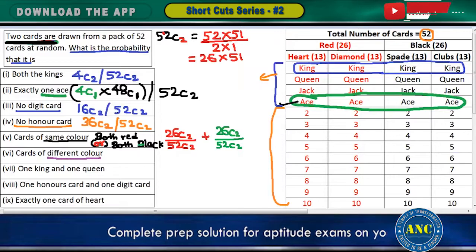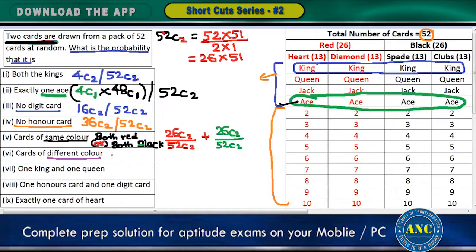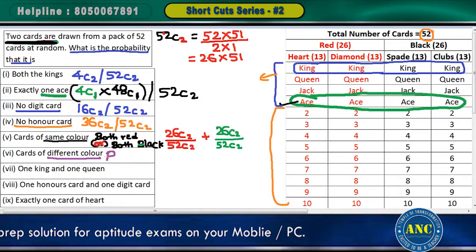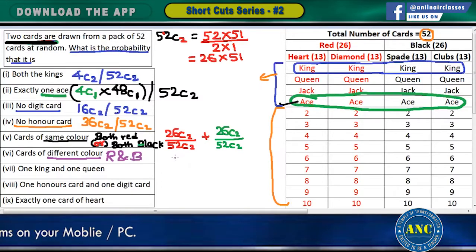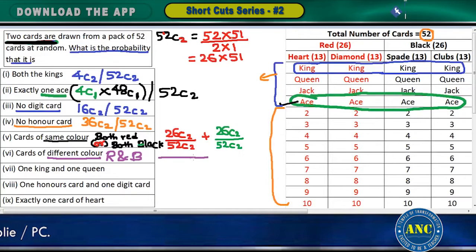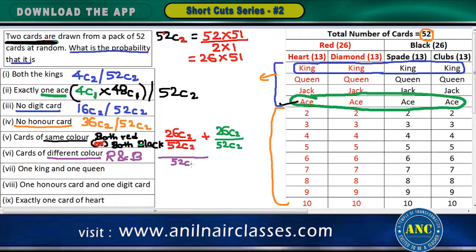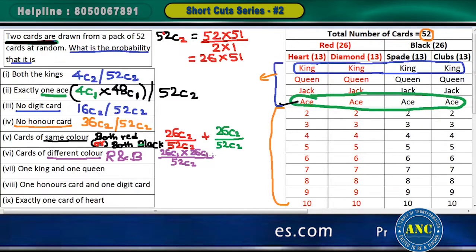Different color means one card should be red and the other card should be black. Then only it will become different color. Now totally 52 cards are there. Select 2 cards. Out of that, out of 26, select any one red card. It is 26C1, and multiplication. Out of 26 black, select any one black card. It is also 26C1. I believe it is clear.